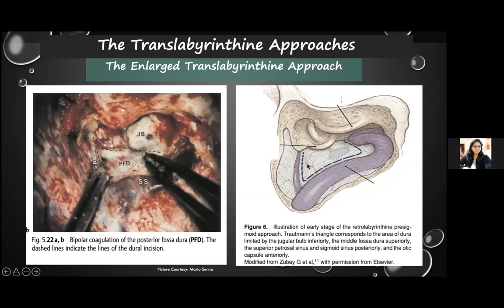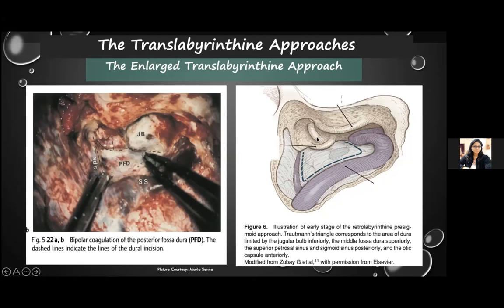Now Trautmann's triangle is also a favorite question for postgraduates. What is Trautmann's triangle and what is its significance? It is a triangle which helps in entering the posterior cranial cavity. Here we are seeing the posterior fossa dura. Once we open it, we are entering the posterior cranial cavity.